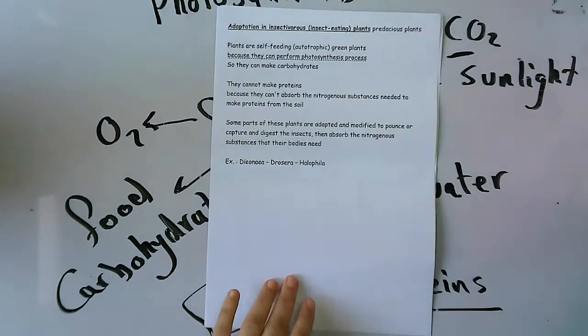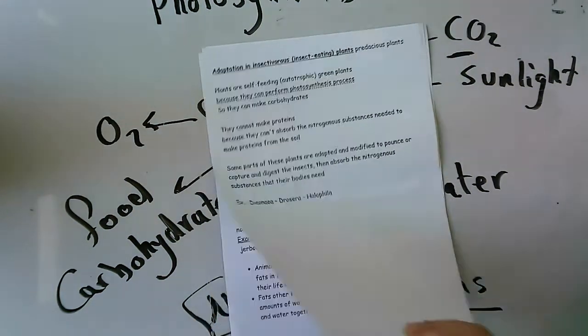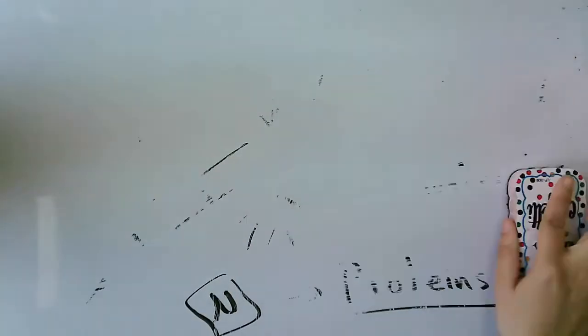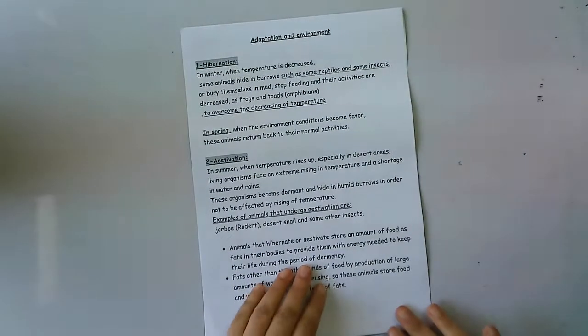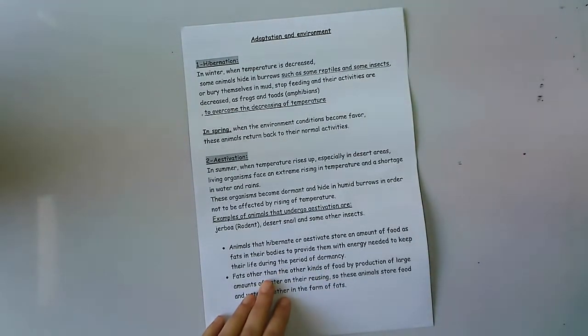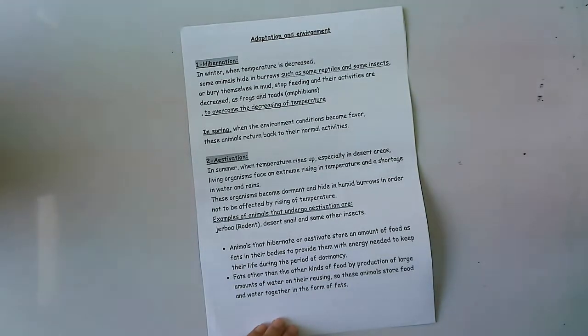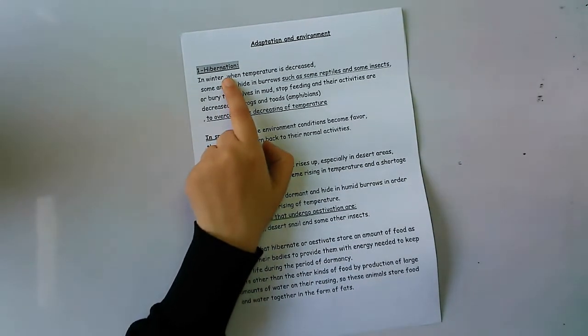Now we will talk about adaptation and the environment. We will take some examples, some forms of adaptation of living organisms with the environmental change. We will take some examples, for example, hibernation, aestivation, birds migration, and camouflage. At first, we will talk about hibernation. Hibernation is a behavior adaptation.